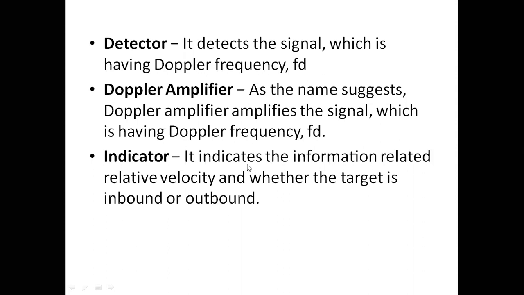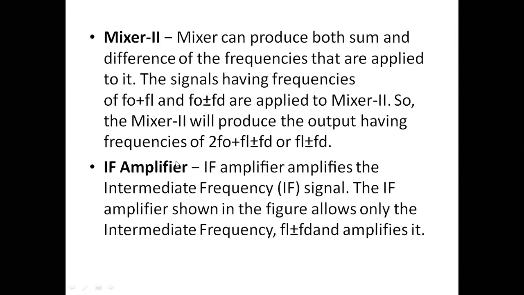If we know the Doppler frequency, we know the relative velocity, because we already know the Doppler frequency fd is equal to 2 Vr by lambda. In the previous slide, we have already discussed this. So if you know fd, that is related to the velocity. So the relative velocity we can observe from the fd value, and we can also observe whether the target is inbound or outbound. That means the target is moving towards the radar or away from the radar. So that is the purpose of the indicator.